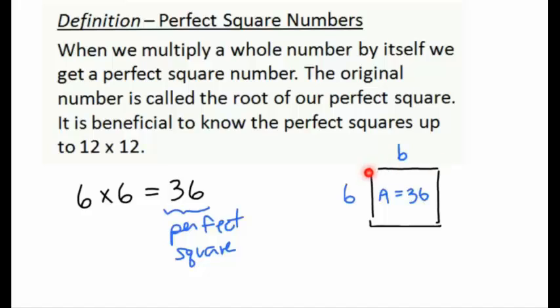If we were to draw a square, and each side length of our square is 6 units, then the area of our square is going to be 36 units squared. Now along with the term perfect square comes another term that we call the root of the square. The original whole number that we multiplied by itself to get our perfect square is called the root of our square. In my opinion, it's really beneficial to know the perfect squares up to 12 times 12. If you already know your multiplication facts, then these ones are going to come naturally for you.